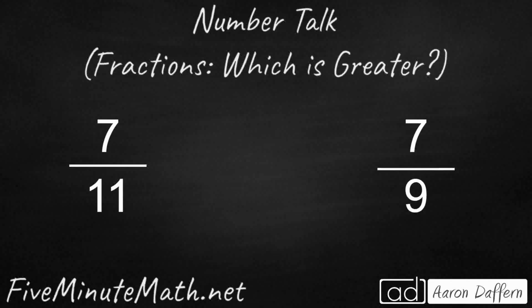Today, for our number talk, we are looking at these two fractions, 7/11ths and 7/9ths, and trying to decide which one is greater. Hopefully, one of the first things we noticed was that we have the same numerator. And so if we are dealing with 7 parts out of 11 and 7 parts out of 9, we can actually use that to compare and figure out which one is greater. There's no need to cross multiply or to find common denominators.